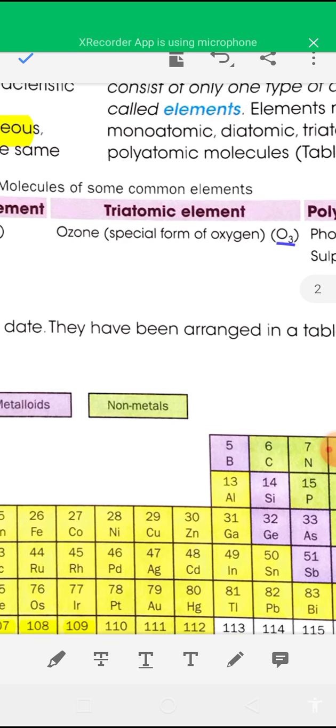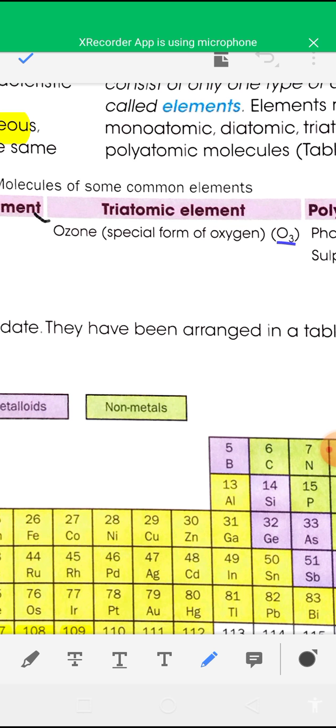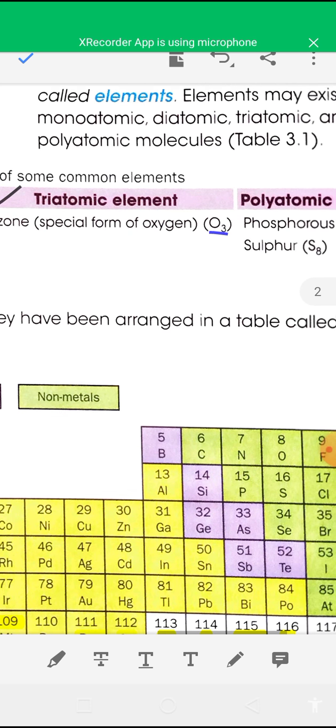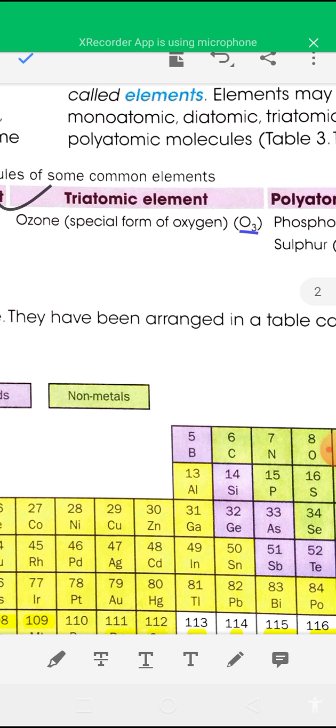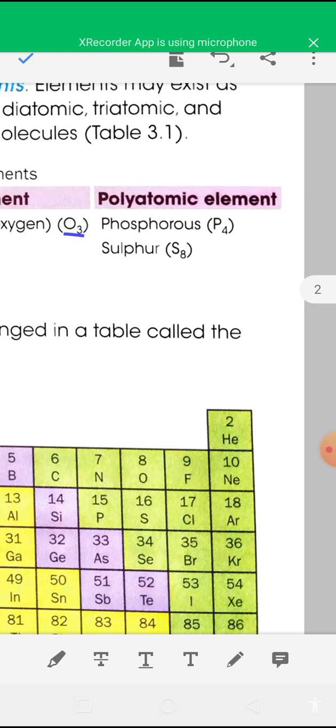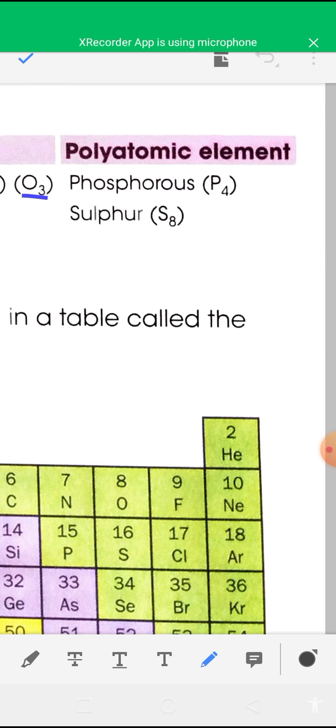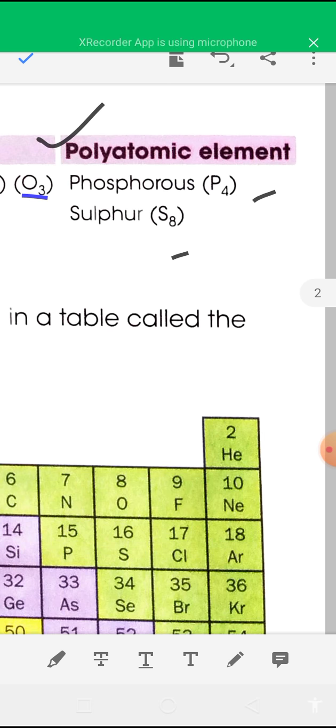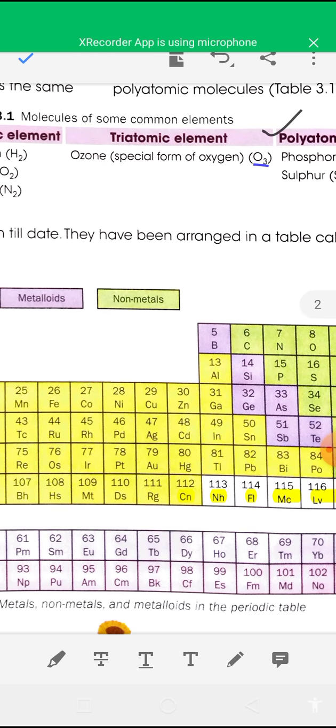And triatomic elements, ozone is a triatomic element. Okay, and the formula of ozone is O3. In an ozone molecule, three oxygen atoms join together to form a single ozone molecule, so it is a triatomic molecule. And polyatomic means more than three atoms are present in a polyatomic element. For example, phosphorus, sulfur. Phosphorus is P4 and sulfur is S8. Eight sulfur atoms are present in a sulfur molecule.